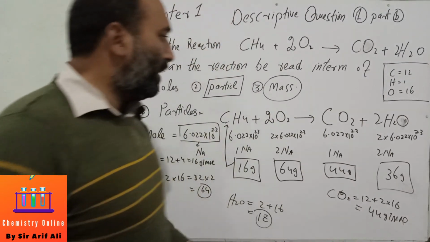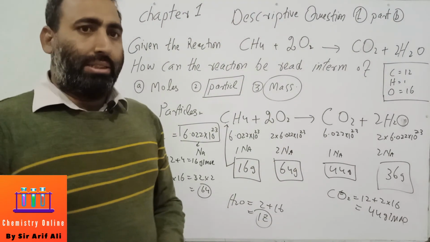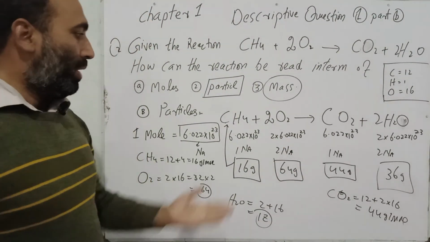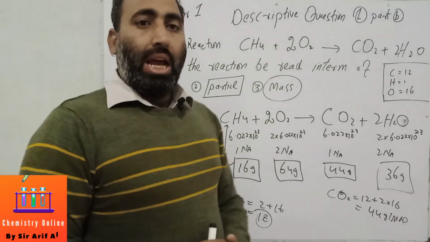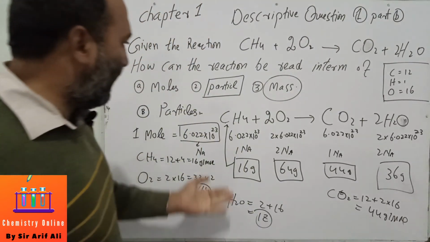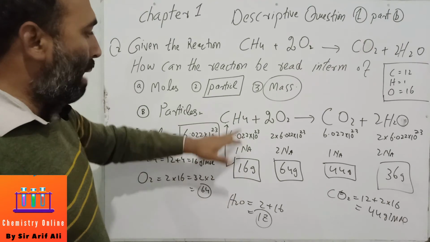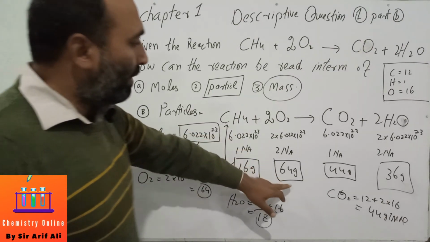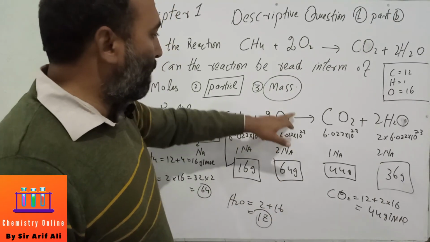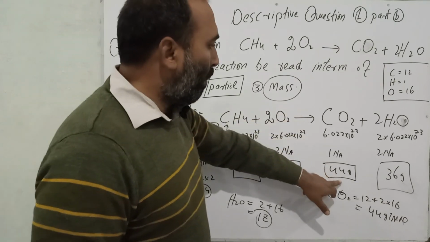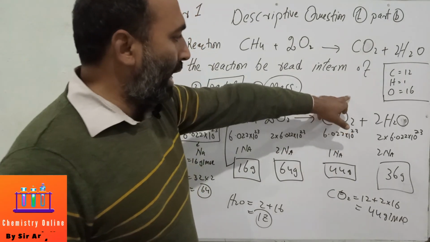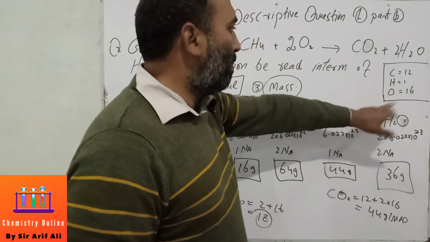Now, it's easy peasy now. It's like a piece of cake now. You can read the given reaction in terms of mass like this. 16 gram of methane reacts with 64 gram of oxygen to produce 44 gram of carbon dioxide and 36 gram of water.